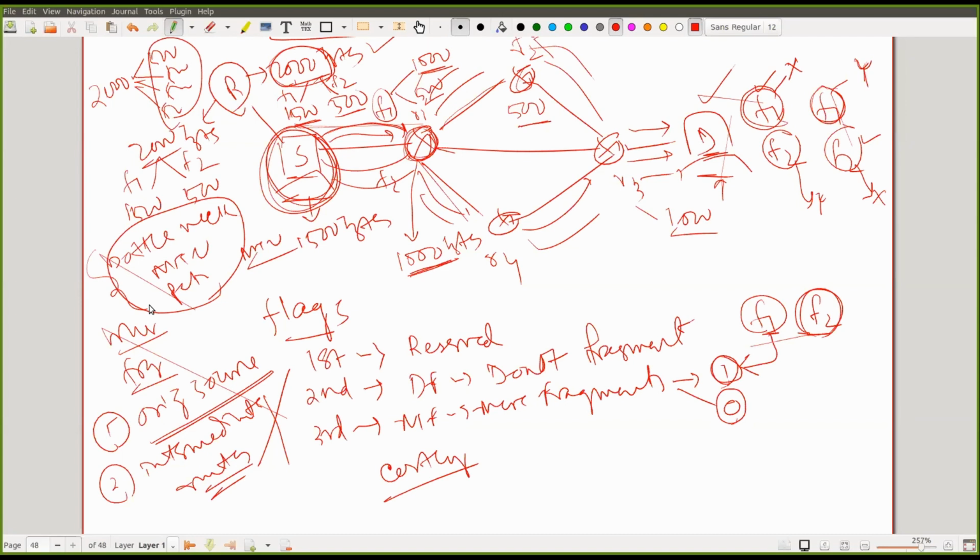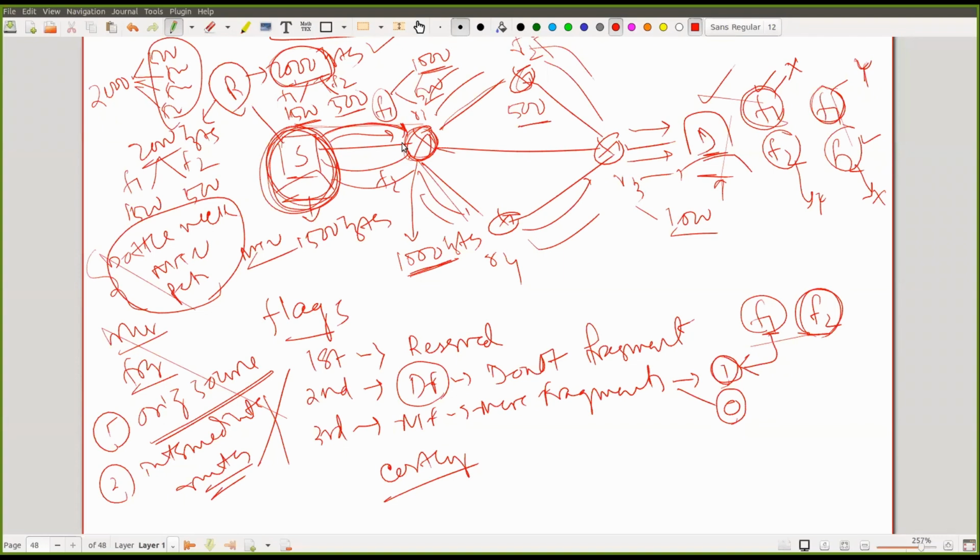So now the question is how to do it. How to find out the bottleneck MTU of the path? That is where my DF flag is going to help. This DF flag, that is the do not fragment flag, is going to help me know the bottleneck MTU of the path. Let's see how. Whenever the originating source wants to know the bottleneck MTU of the path, it is going to send a dummy packet to the network, initially with a very large size.